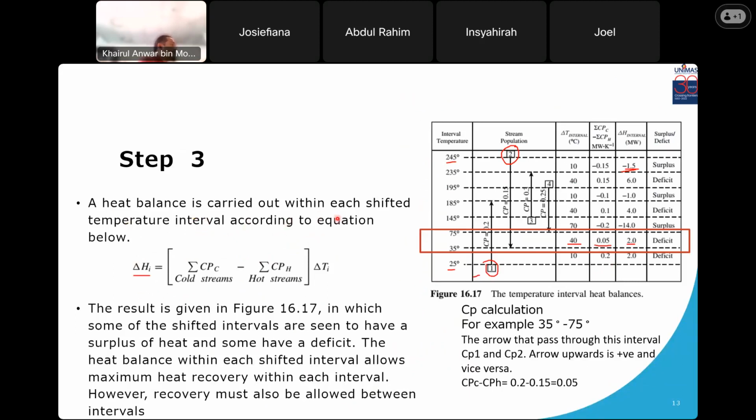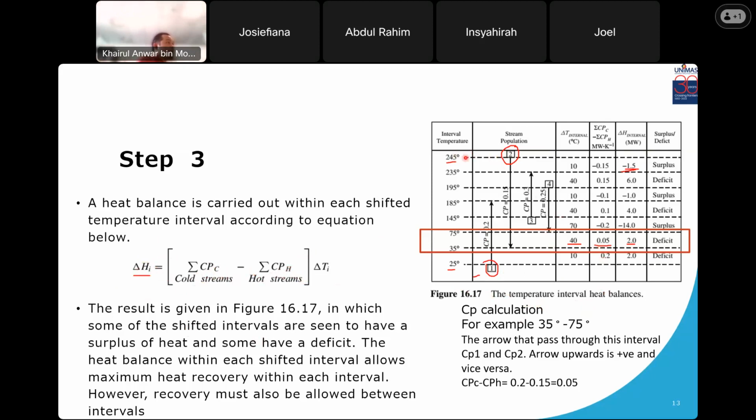Heat balance is carried out within each shifted temperature interval according to the equation below. So we need to calculate the delta H for each interval. Although the equation is given as delta H, after the shift we need to calculate the heat balance, the enthalpy for each temperature interval: sum of CP cold minus sum of CP hot, times delta T.